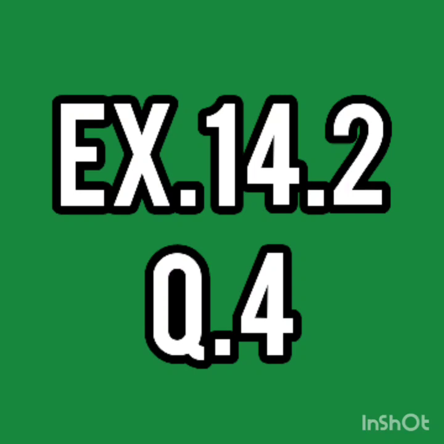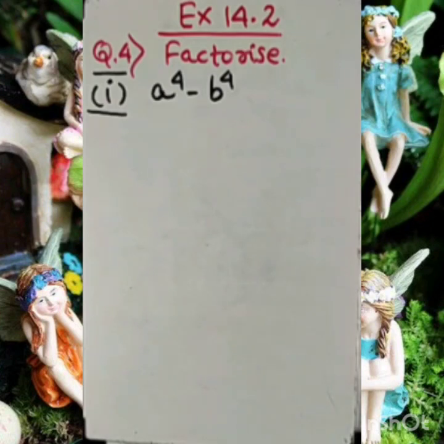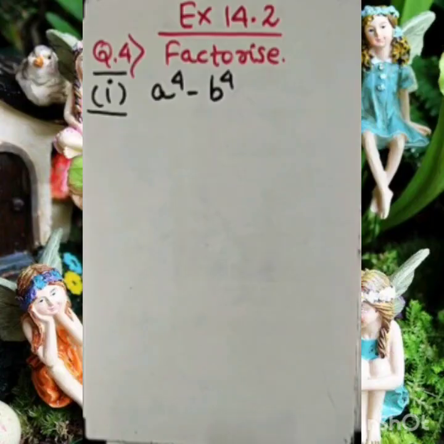Exercise 14.2, question number 4: factorize. The first is a to the power 4 minus b to the power 4. Let's understand how to apply an identity and which identity we need to apply in a particular question.